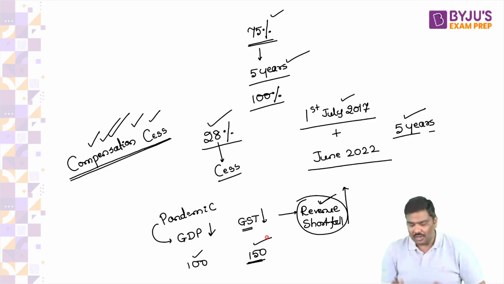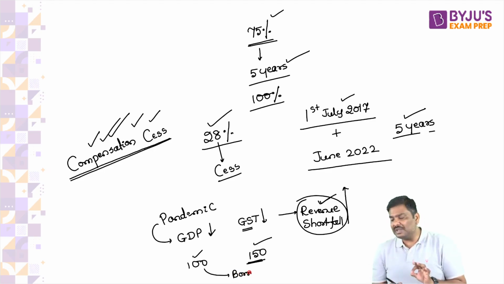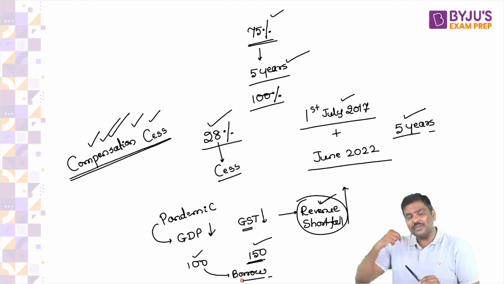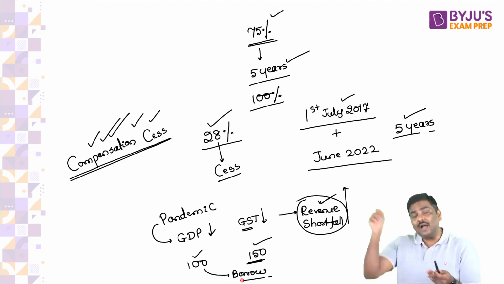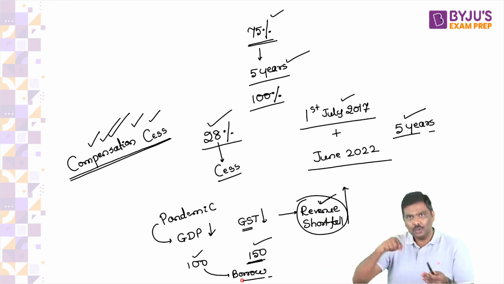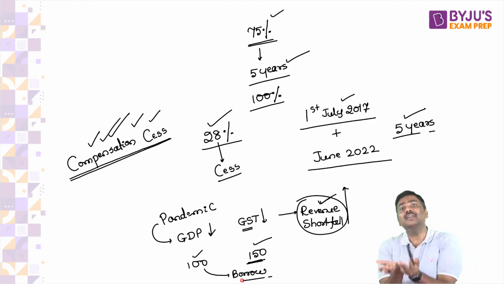Now what will you do? You will borrow from the market. Simple. Only for payment of the compensation, you will borrow from the market. And because you have borrowed from the market, who will repay it? You will have to repay. Now, to repay this, from where will you get the money?